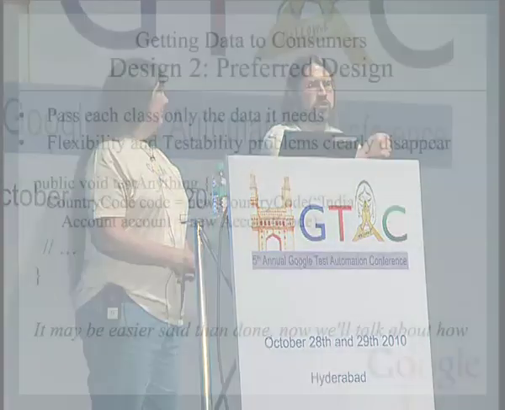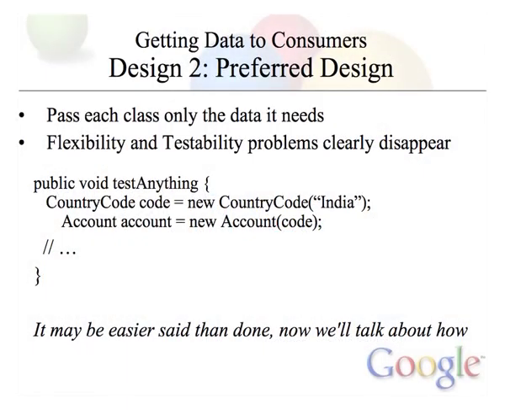So there's a preferred design. Instead of nesting the country code way down in this structure, we're going to say we should just pass the country code directly to the class that needs it, in this case, the account. And that may sound like I'm just being flippant, but at several points, we've said we're going to get to something later, and the time for later is now.